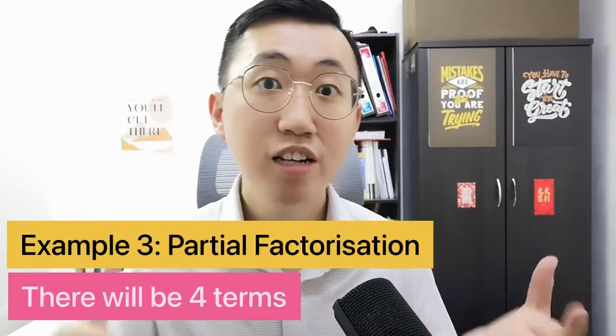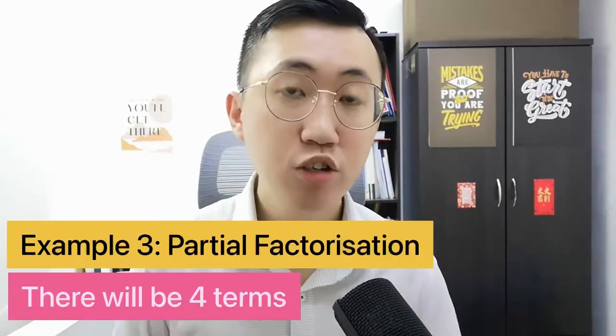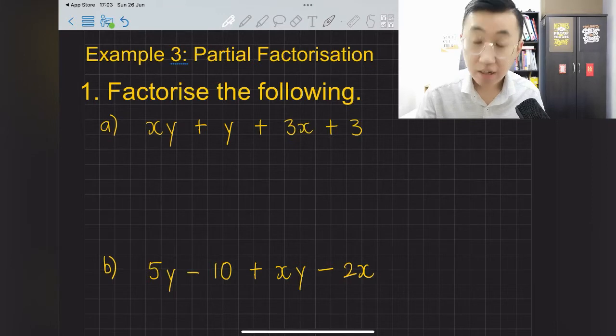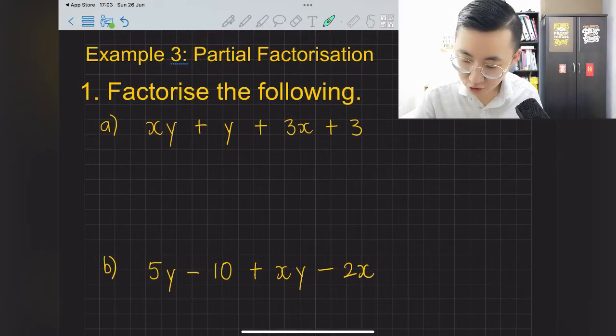Example 3, partial factorization. So how to see partial factorization is there will be 4 terms, okay? 1, 2, 3, 4. That's how you see. Let's look at the question. Factorize the following. For partial factorization, the word partial, okay, it means like half. You split down in the middle here, okay? So you split down in the middle now. So teacher is going to split like this.